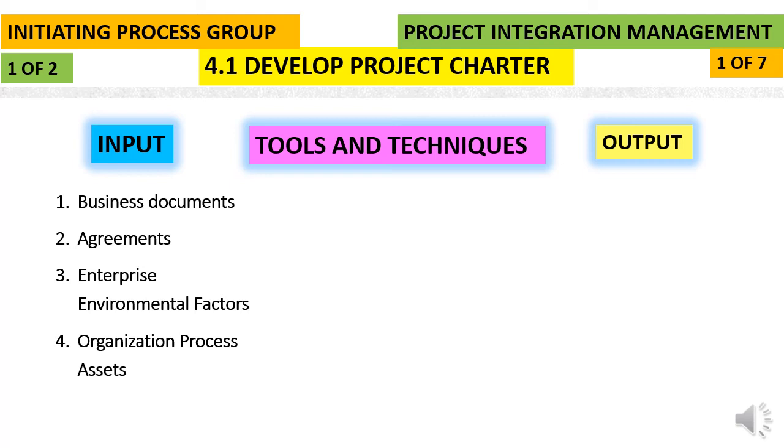Once we have the required inputs in place, then we can start developing the project charter, and we can use multiple tools and techniques to achieve the same. As we have discussed, the four inputs to start developing the project charter are business documents, the agreements, third one is enterprise environmental factors, and fourth one, organizational process assets. So once we have all these things, then we can sit together and start preparing the project charter.